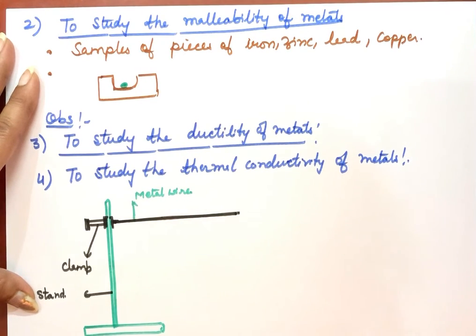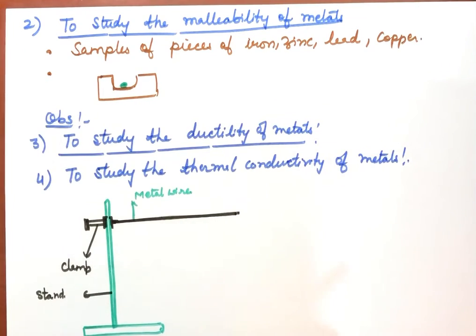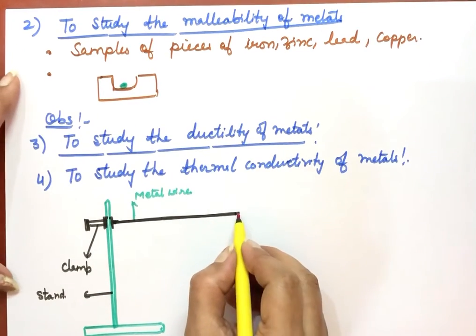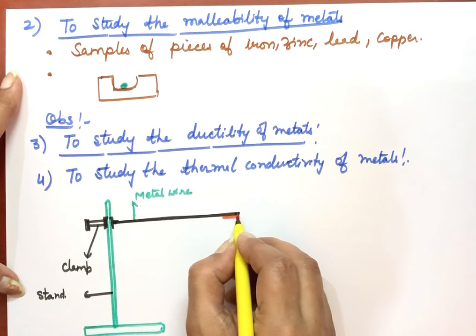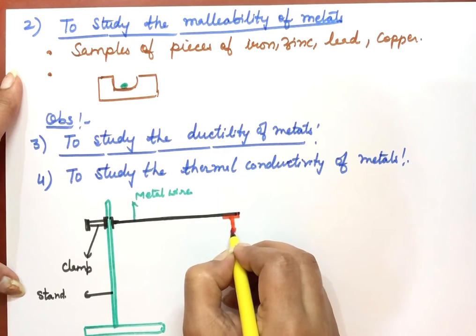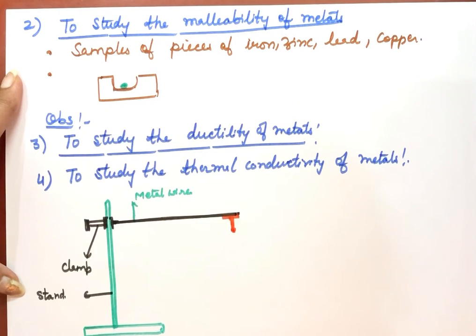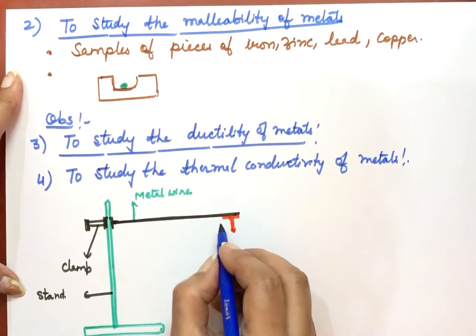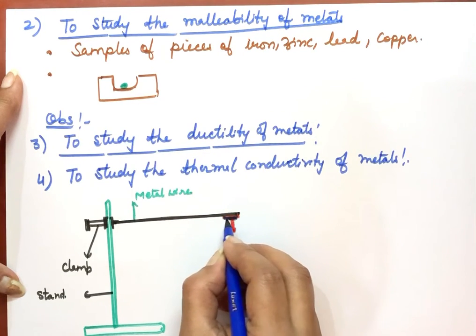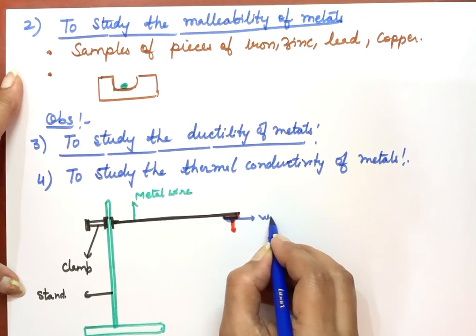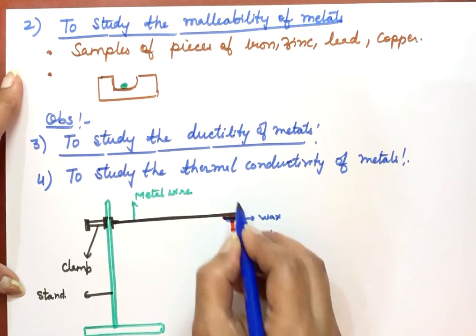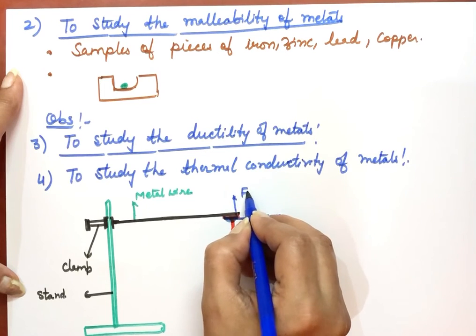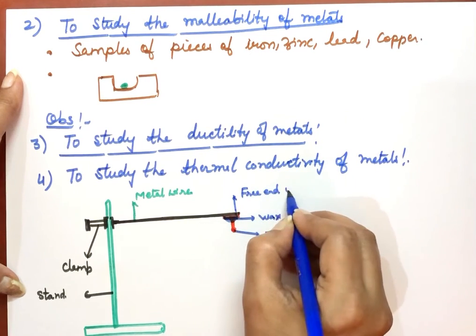Now take a small pin and attach it to the free end. This is the free end of the metal. Here we have to attach a pin, but we cannot attach it like this only. So what we do is we take wax, and with wax we fix this pin here. So this is the wax. With wax we are putting up the pin with the wire. This is the free end of the wire.